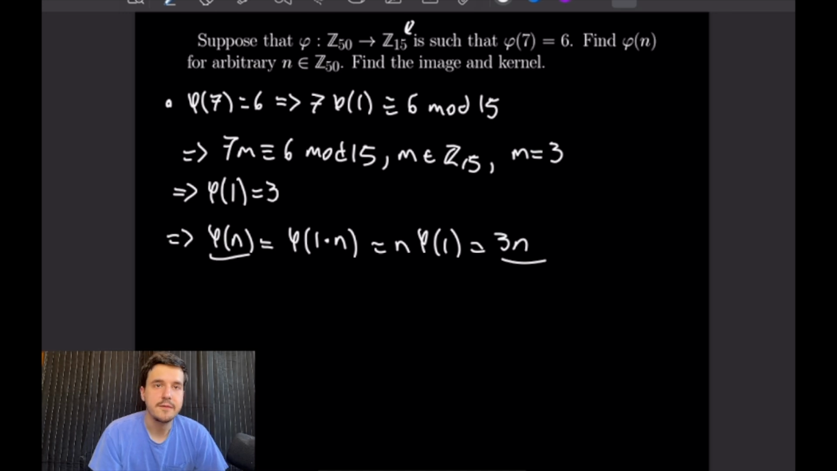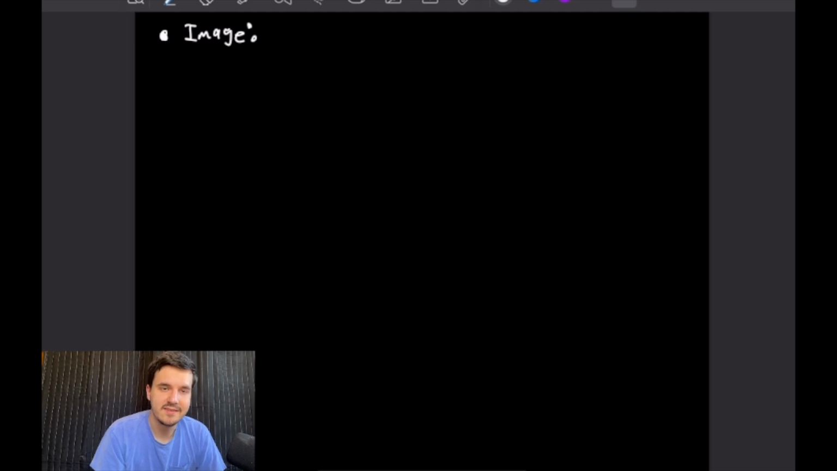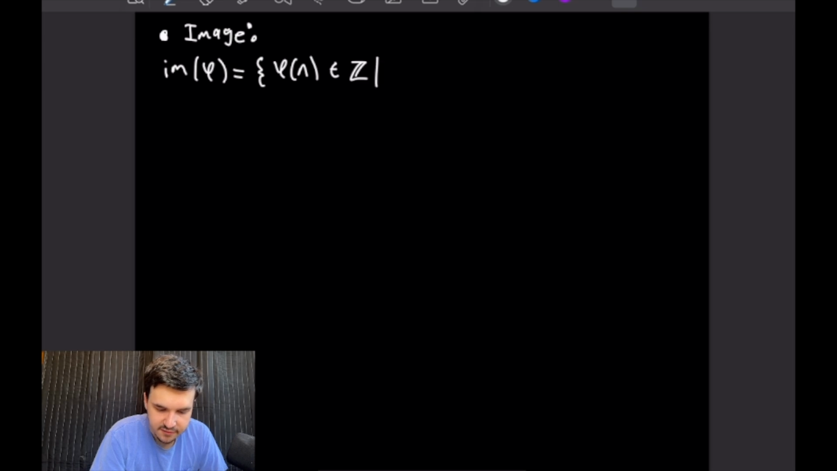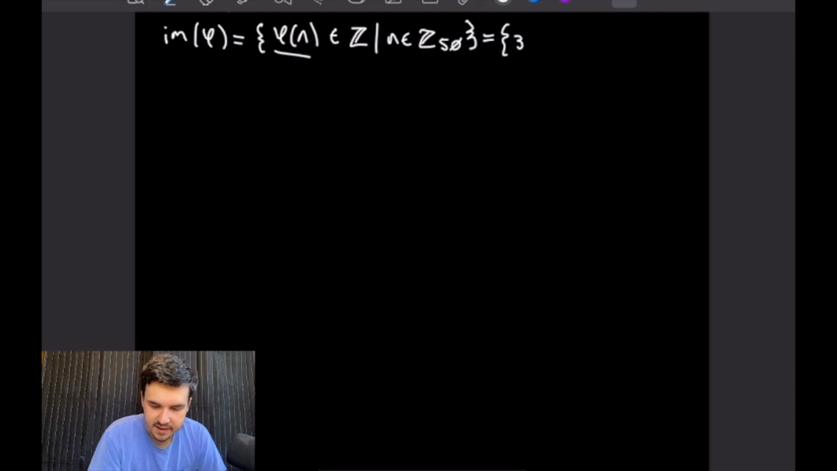So now that we found phi for an arbitrary n in Z50, let's take a look at the image as well as the kernel so we can finish this problem off. Let's break this down into the exact definition of what it means to be in the image of phi, which we denote as Im of phi. Everything in the image of phi is going to be of the form phi of n, which is in Z15, such that n is in Z50. Since we've already found our phi of n, we can make a simple substitution. What's going to be in the image of phi is all things of the form 3n, which is in Z15, such that our n is coming from the set Z50.